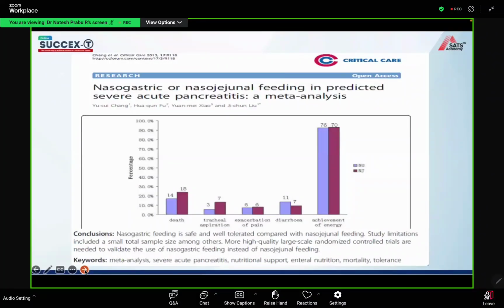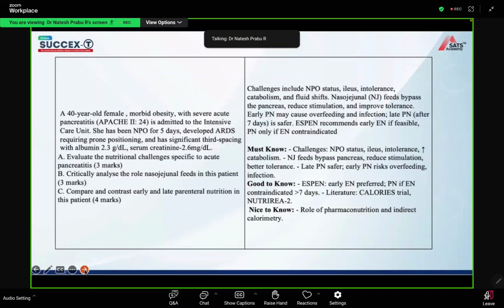So this is the meta-analysis which was done in NJ versus NG feeds, and they concluded that nasogastric feeding is safe and well tolerated when compared to NJ feeds. So coming back to the question, for severe acute pancreatitis, the nutrition challenges which we discussed were enteral nutrition, NJ versus NG feeds, and early parenteral nutrition in certain subset of patients.